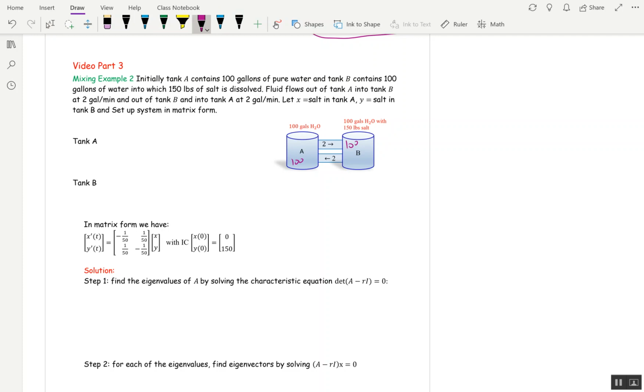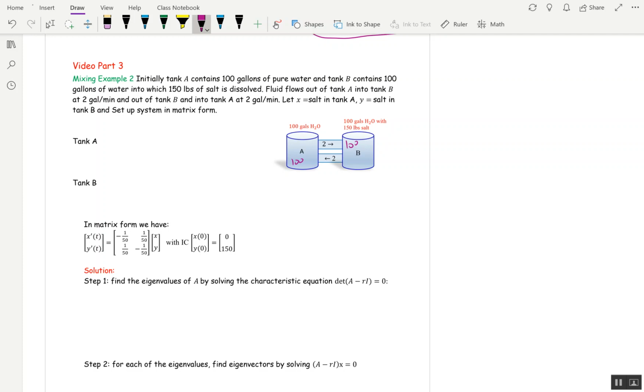Tank A has water and 150 pounds of salt. No. Tank A has pure water. Tank B has water with 150 pounds of salt. And then fluid starts to flow out of A into B and then out of B and into A. So the volume of each tank remains constant because you've got two going out and two going in.